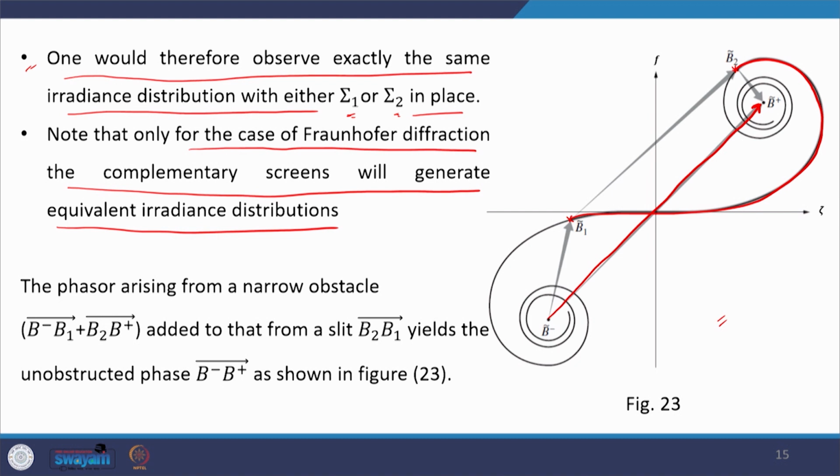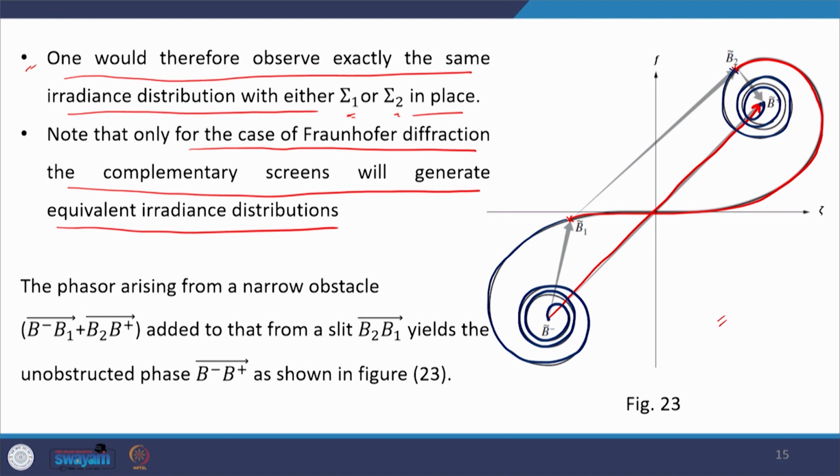Now, let us consider an example of a single slit and a narrow obstacle. We know that we have two phasors. Let us represent these two phasors in blue color. The first phasor is represented by this blue color. It starts from point B1 tilde and reaches point B minus tilde, while the second phasor starts from B2 tilde and goes till B plus tilde.